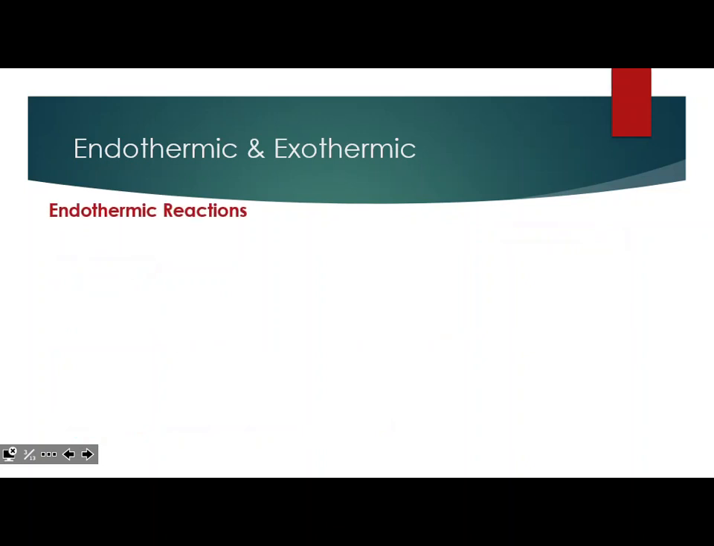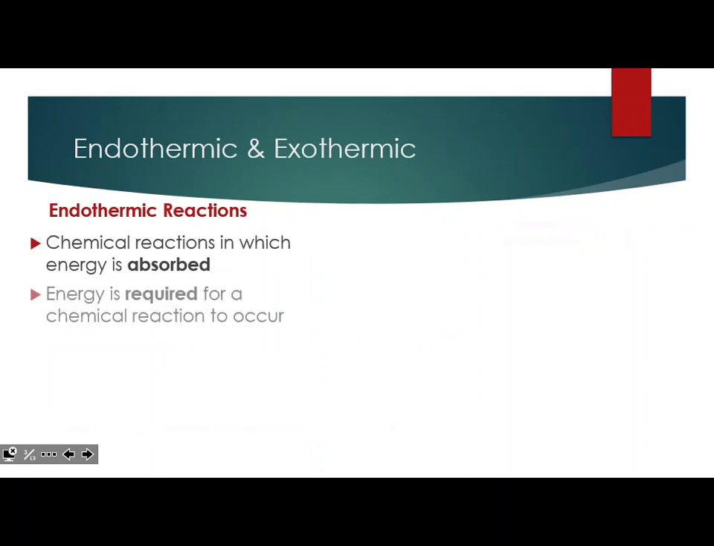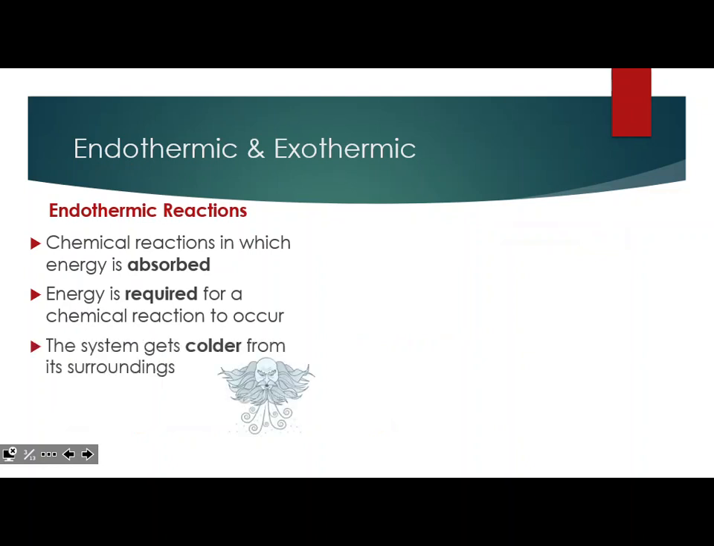Just to review, we did talk about these back in Unit 1 briefly. Endothermic: chemical reactions in which energy is absorbed. Energy is required for the chemical reaction to occur. And the system gets colder. So when we touch it, the system is pulling in energy. It's pulling energy from our hand. That's why it would feel cold to us.